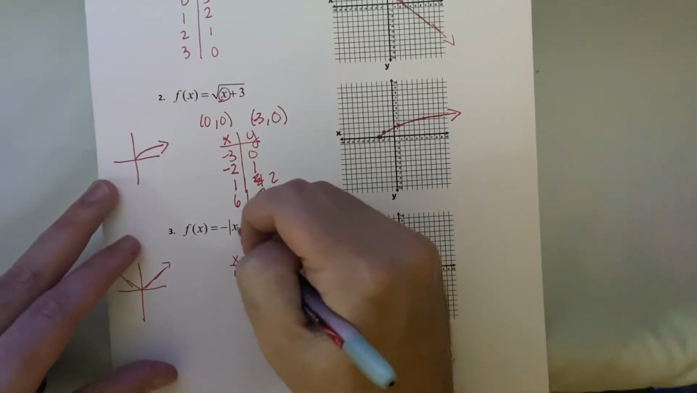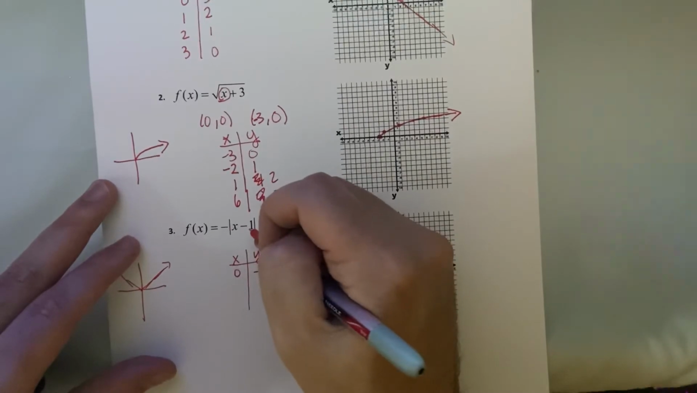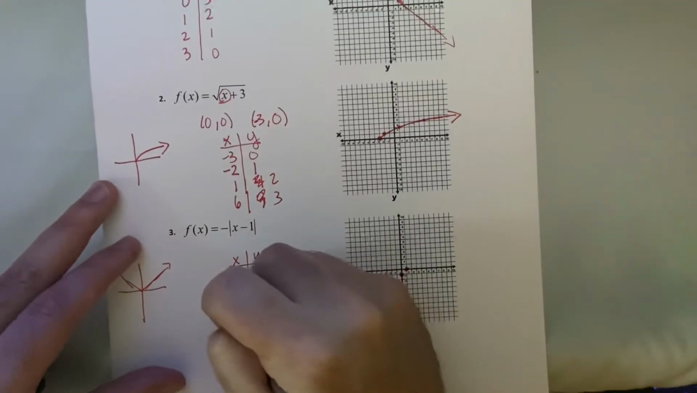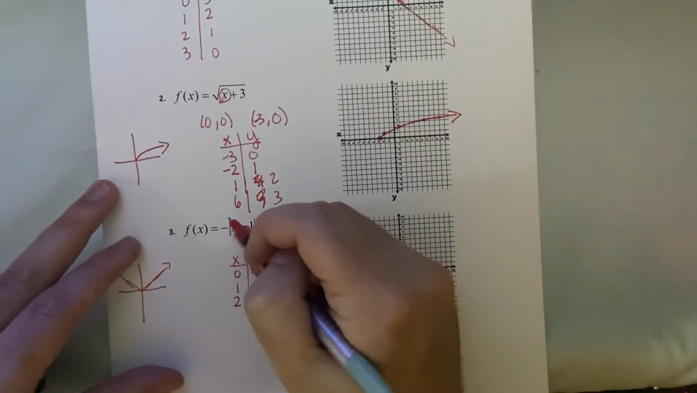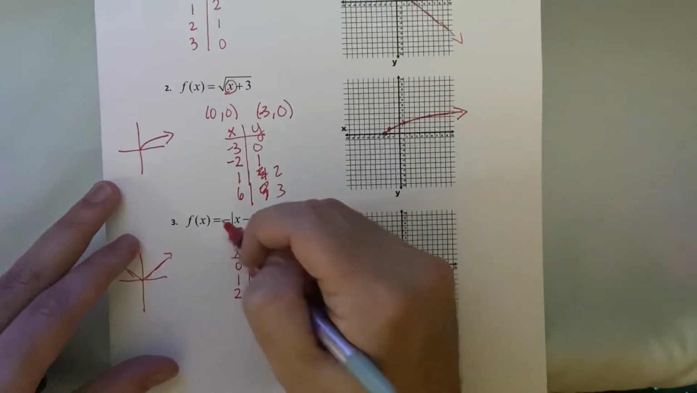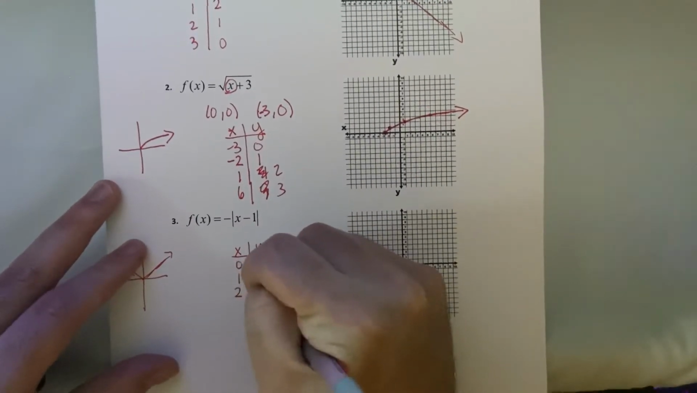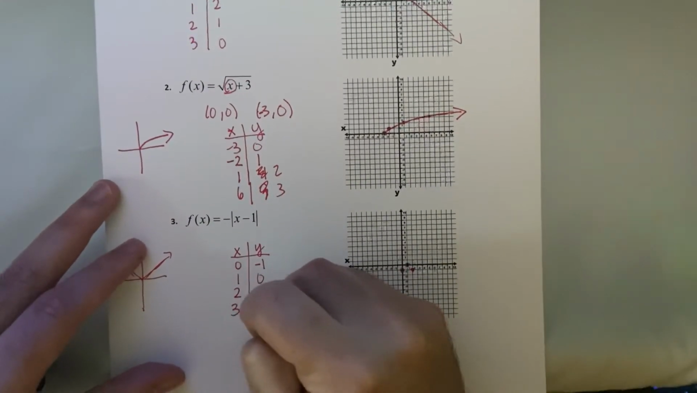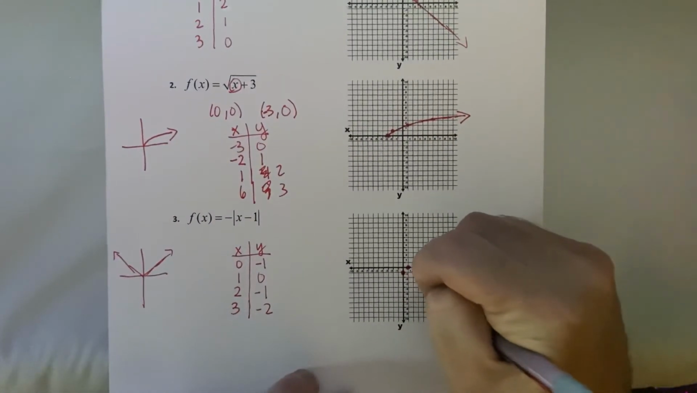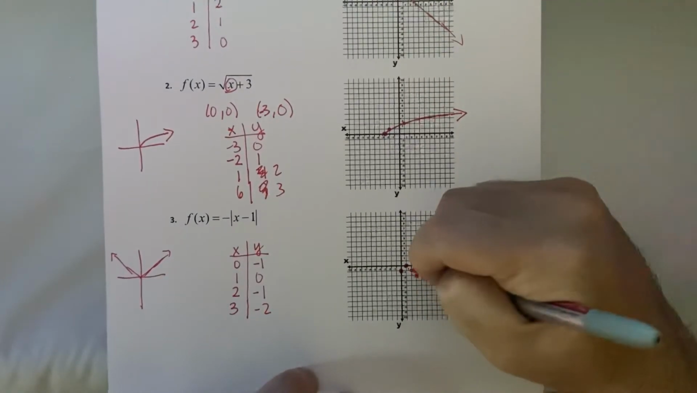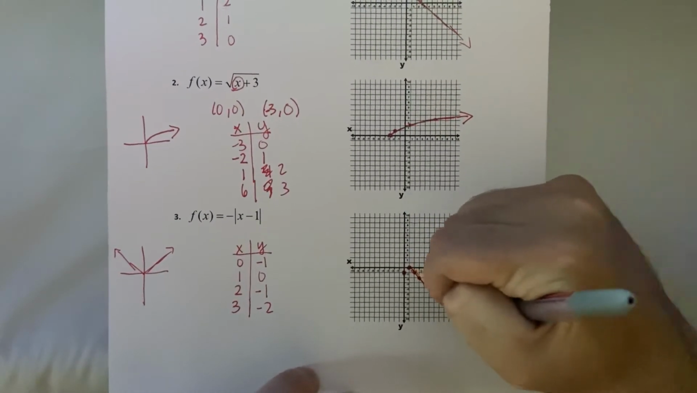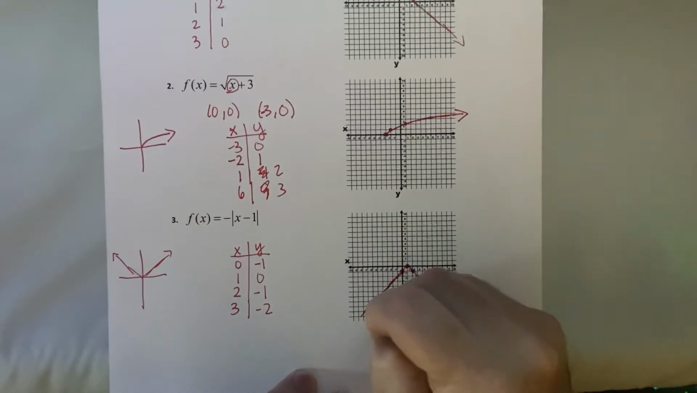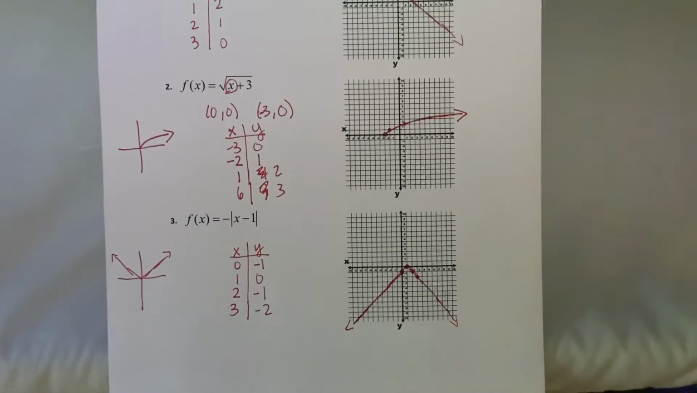Let's plug in 1. 1 minus 1 is 0. The absolute value of 0 is 0. Negative 0 is still 0. Let's plug in 2. 2 minus 1 is 1. The absolute value of 1 is 1. But then there's a negative in front, so it becomes negative 1. 3 ends up giving us negative 2 when we plug it in. So we actually see that point where our absolute value turns around. It looks like it goes up to 1 before going back down again. And you can plug in more points if you're not sure.